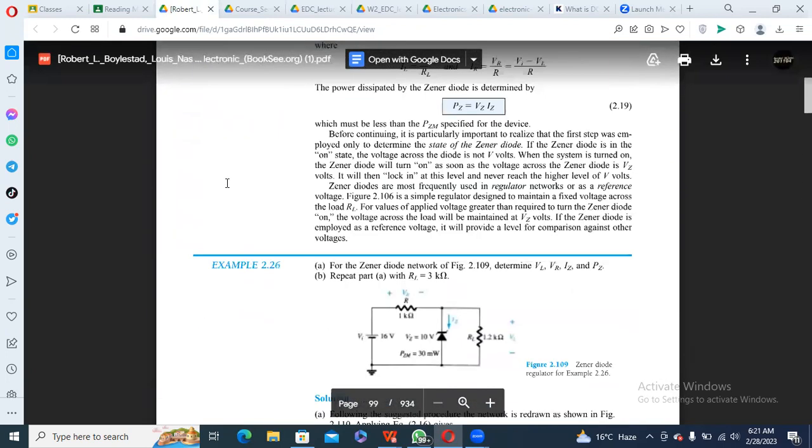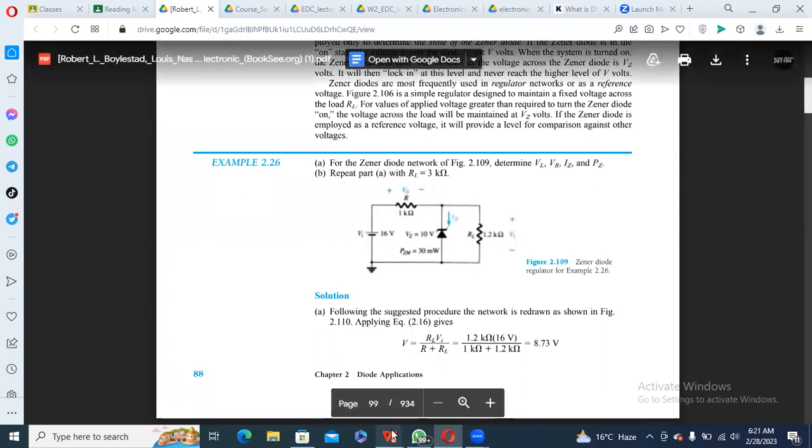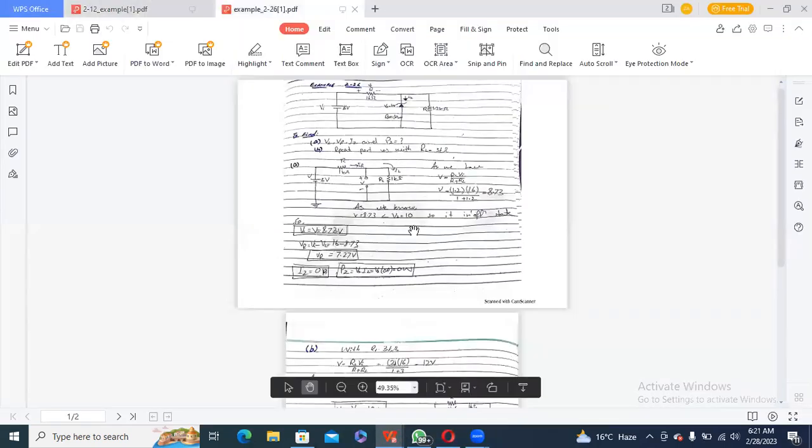Second example we have from the book, 2.26. In this one, we have the Zener diode. We have to find VL, VR, IZ, and PZ, and then we have to repeat this with RL equal to 3 kilo-ohm.